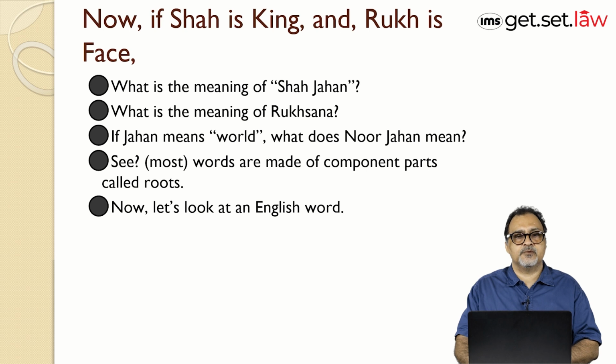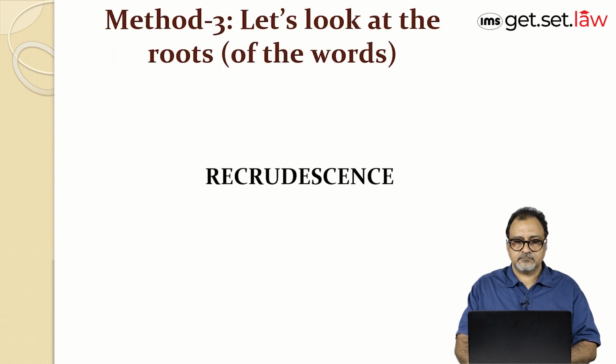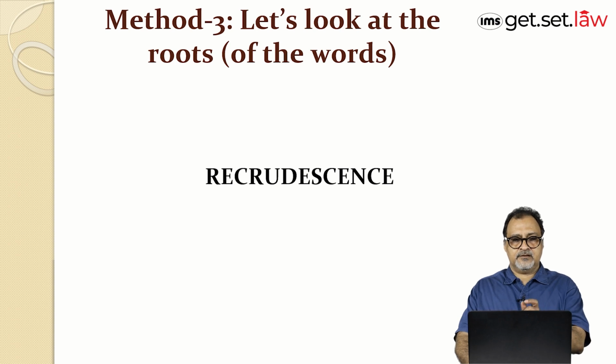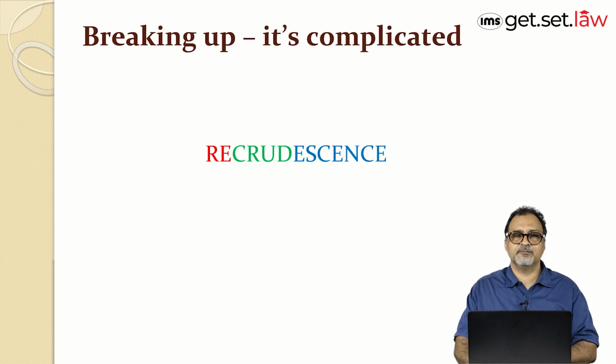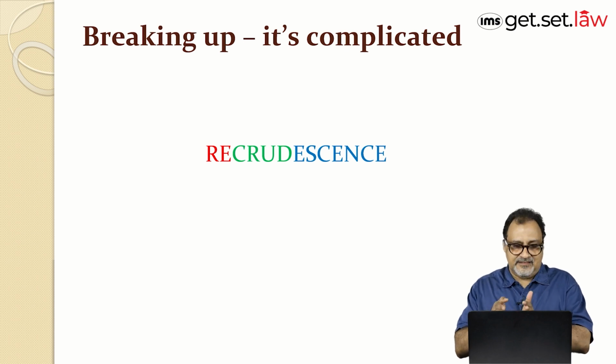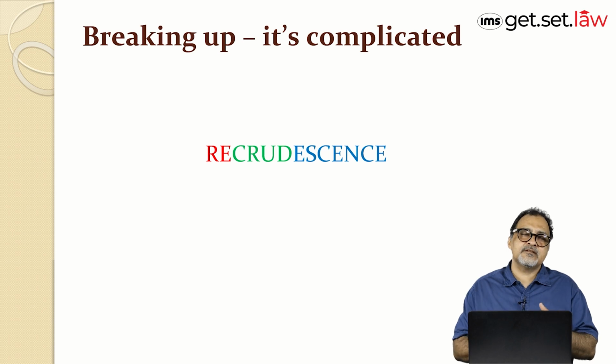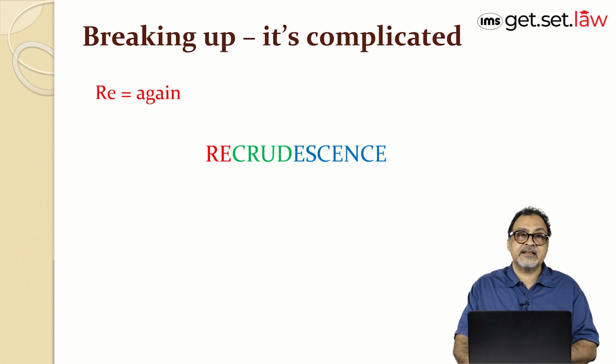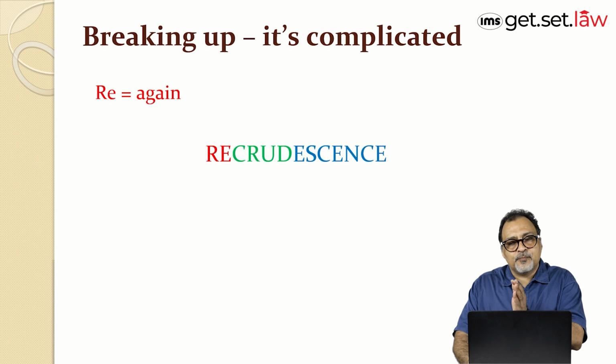Okay. Let's look at an English word now. Recrudescence. Okay. So let's break this up. Breaking up is complicated. So it's 3 roots there. Re, crud, and essence. Repeat, regenerate. So re usually means again. Crude, it's a very crude way of saying something. So what does crude mean? It means unpolished, newly formed, right? Essence. Let's look at essence. Essence means in the process of.